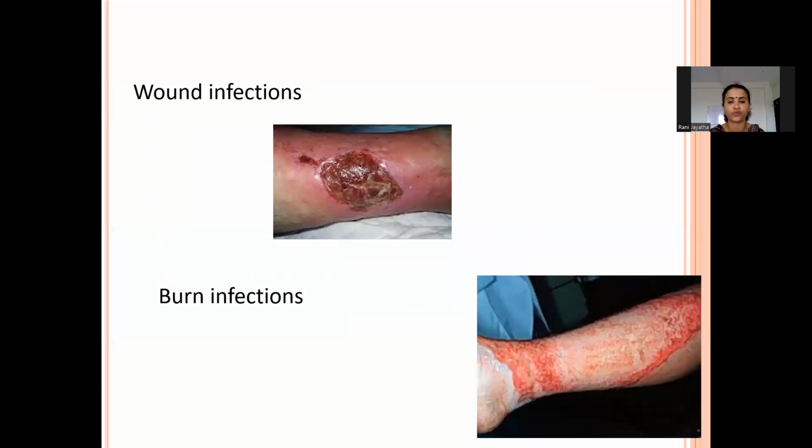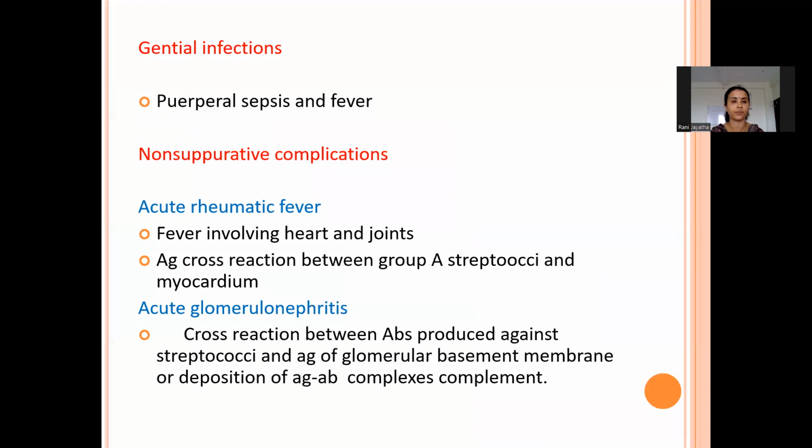The next ones are wound infections and burn infections, which are important infections of the skin and soft tissue. And here, the non-suppurative complications, which I already named, are acute rheumatic fever and acute glomerulonephritis. I mentioned that in the previous slide.